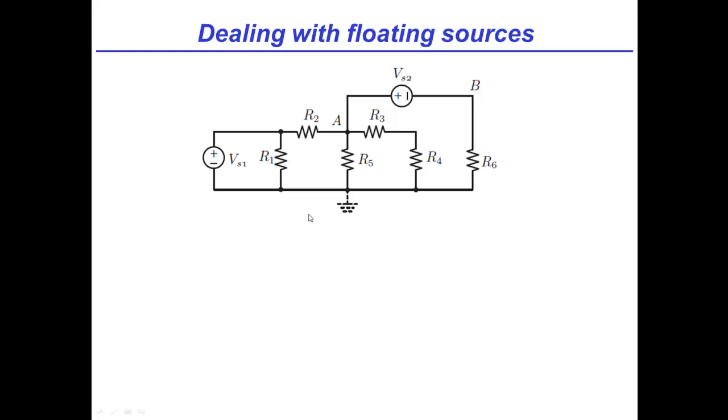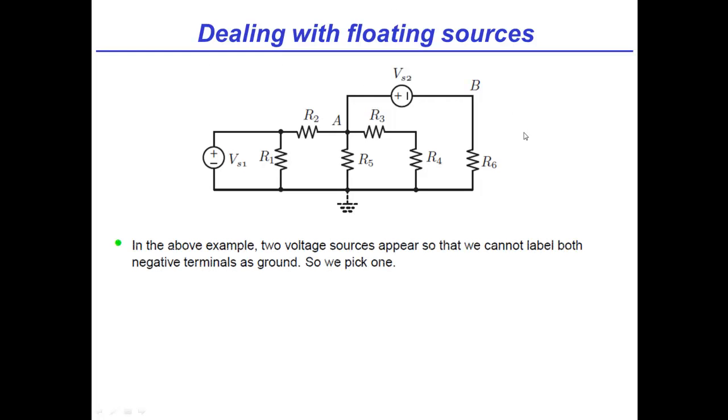What we're going to do now for the remainder of this section is introduce some slight complications, and we'll tell you how to deal with them. The first one we're going to deal with is a circuit where you happen to have what we'll call a floating source. So what is a floating source? Well, let's look at the circuit over here. It has 2 voltage sources. We cannot label both as ground. We can only have one reference. So what are we going to pick?